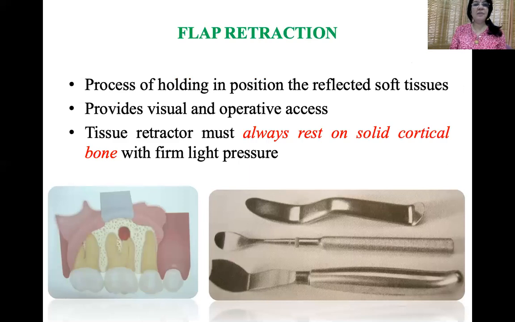Flap retraction. Once you have lifted the flap, you have to keep the soft tissue flap away from the bone, because otherwise when you are cutting the bone with a drill, that is a micromotor handpiece or a burr, the flap will get damaged. So it is important that you save the flap properly. And here the retractors are used, and they are always placed on a solid platform, and the flap is held very gently. Otherwise, what will happen is it will destroy the flap.